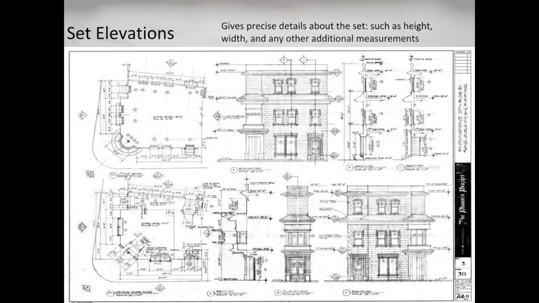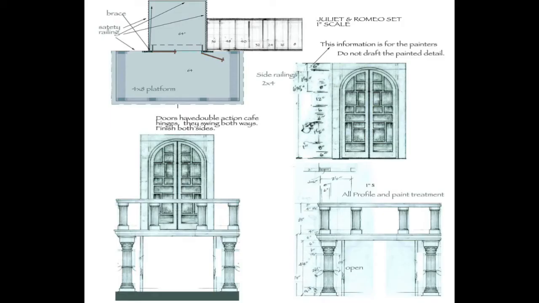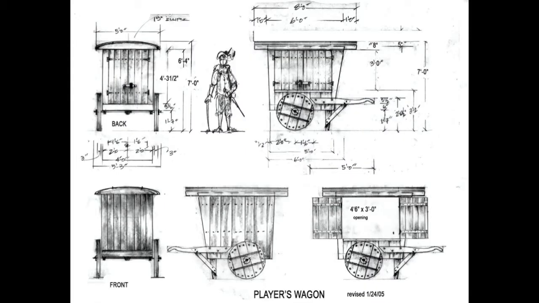And then you move on into, for the scenic world, set elevations, which give precise details about the set, such as height, width, and any other additional measurements that you would need. And then a lot of times the technical director will draw, like you're seeing in these pictures of a door and this balcony drawing, and then this next one, which is a wagon. These would be things that the TD would probably draw.